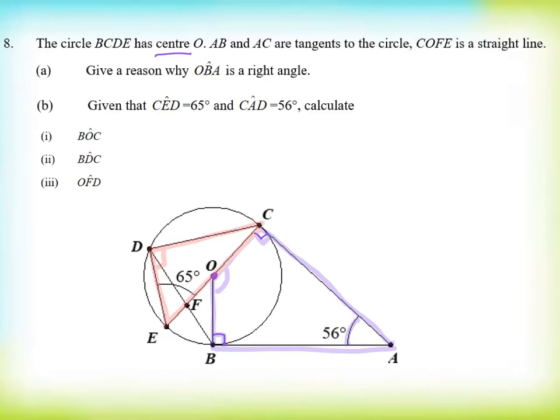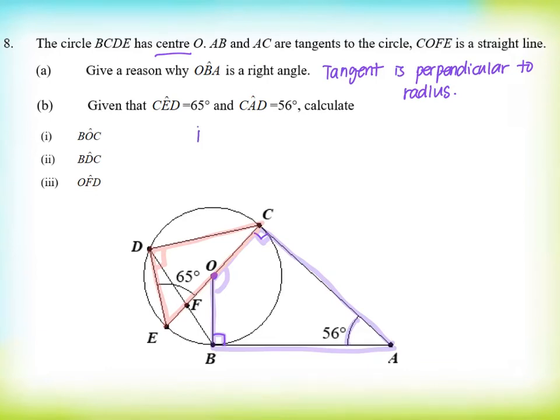Part A. Give a reason why angle OBA is 90 degrees. It's a right angle. Oh, because the tangent is perpendicular to the radius. Part B. Given that CED is the angle 65 and I have CAD to be 56, find the angle BOC.